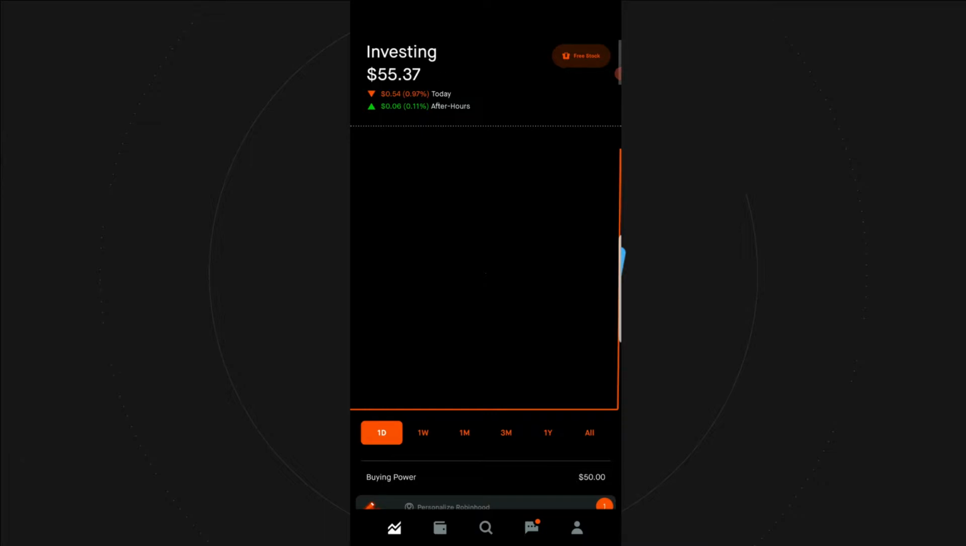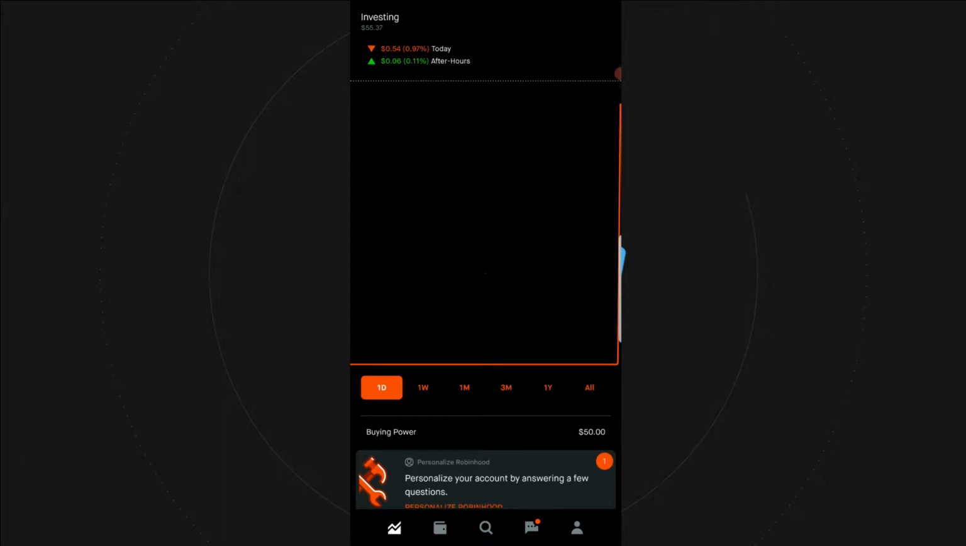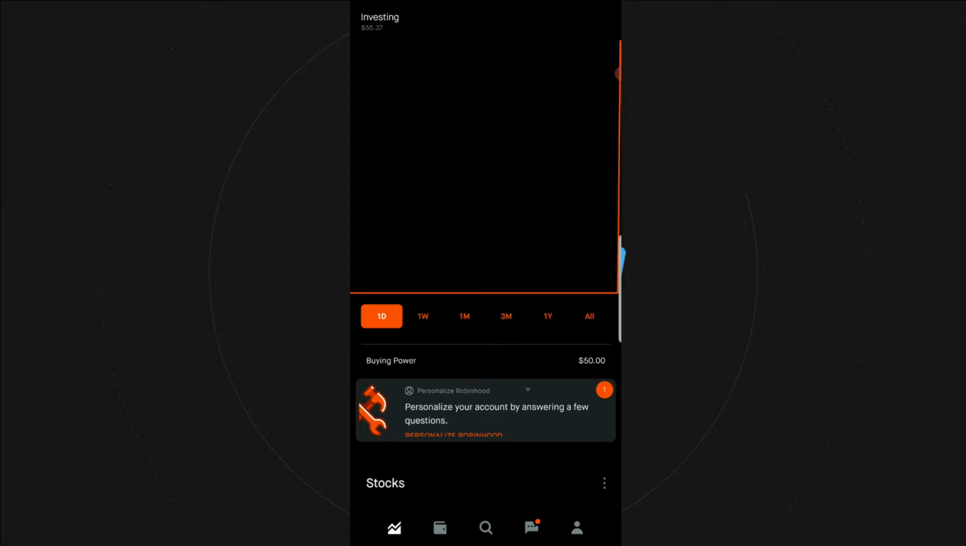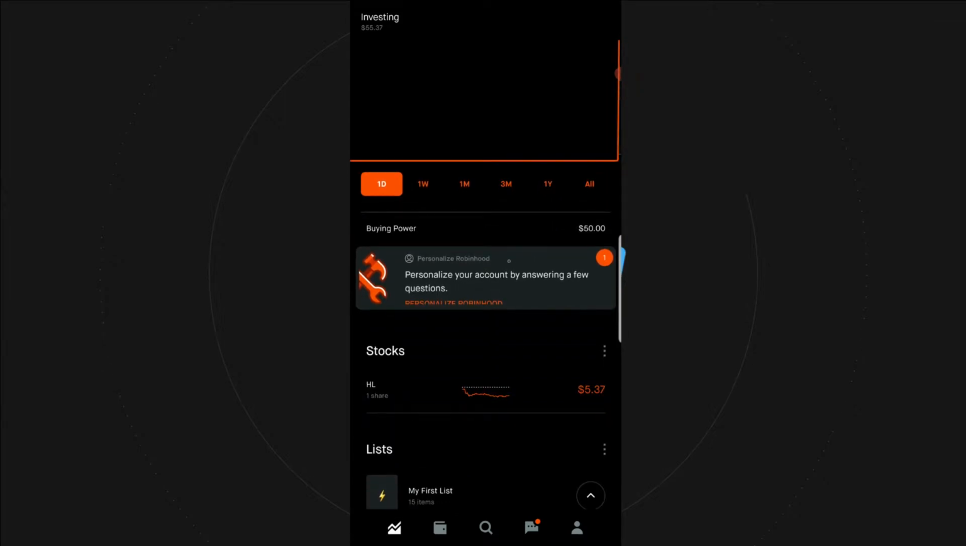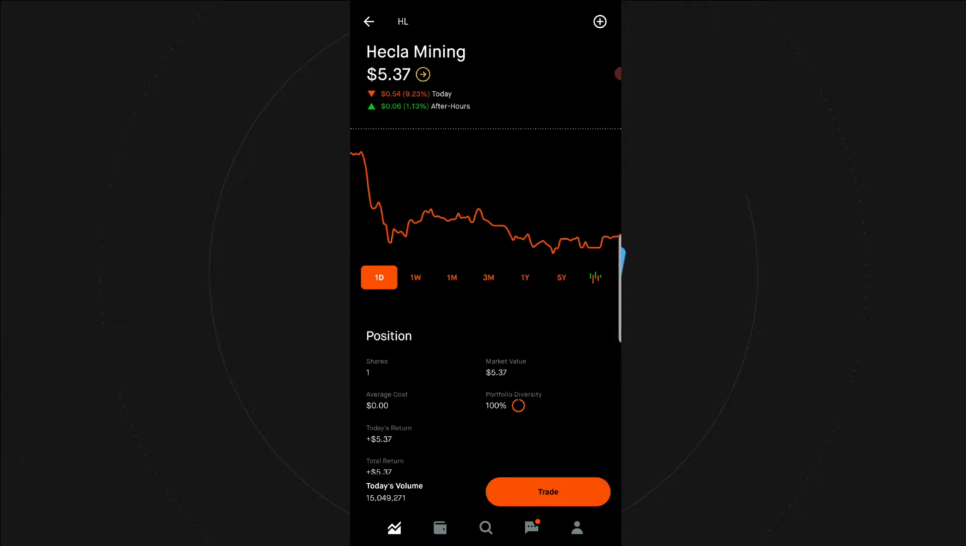It shows you how much money you have both invested in stocks and how much money you actually have in your Robinhood account. As you can see down here, my buying power, how much cash I have available to actually purchase stocks, is $50. I put that in there for the demonstration purpose of this video. And down here, it's going to show you the stocks that you own. This stock right here, this HL, I think it's Hecla Mining. That's just basically the free stock I got when I signed up for Robinhood.